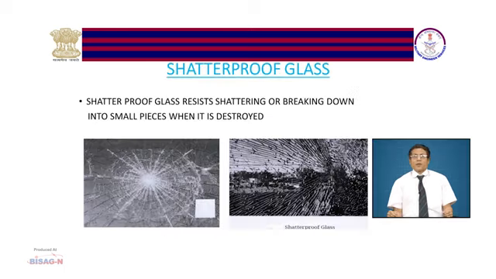Next one is shatterproof glass. Shatterproof glass resists shattering and breaking down into small sharp-edged pieces when it is destroyed. This is due to the addition of polyvinyl butyral during the process of manufacturing. Shatterproof glass is used also for window glass, floors and skylights.